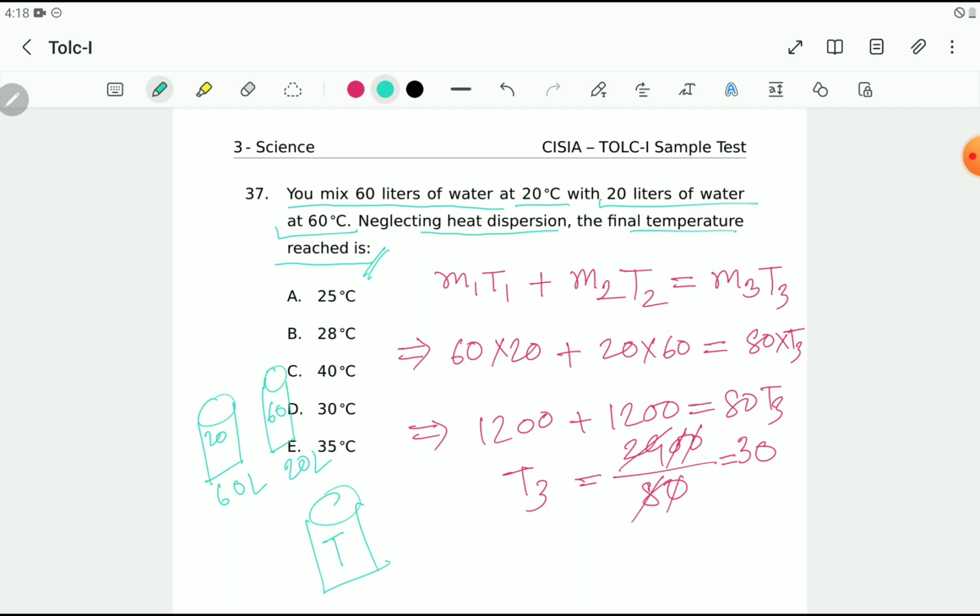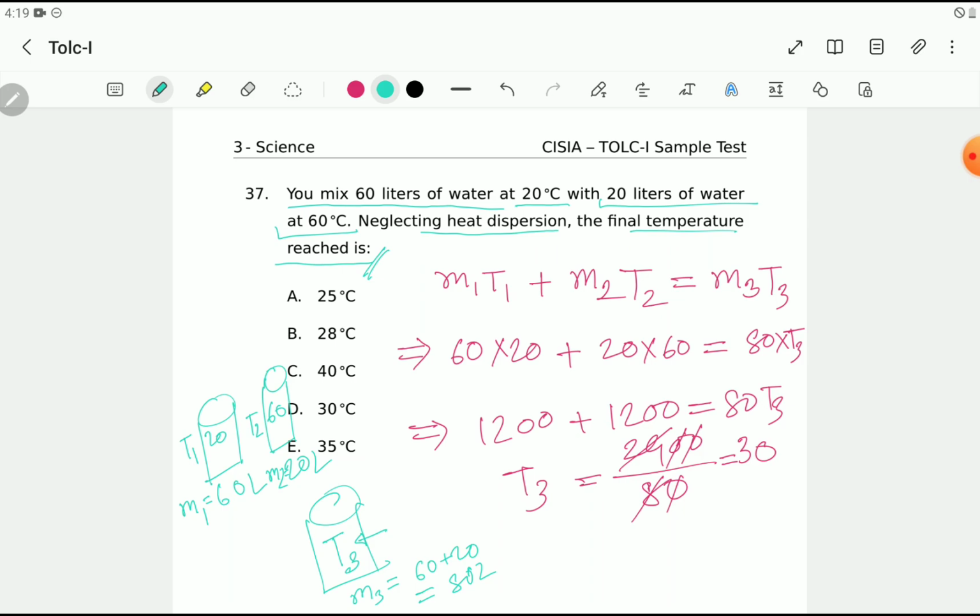So if we consider this is T1, this is T2, and this is T3, then we have to find out the final temperature. And we can consider this is M1, this is M2, okay, and our final mass M3 equal to 60 liter plus 20 liter, overall 80 liter.